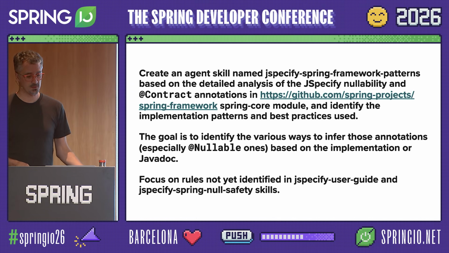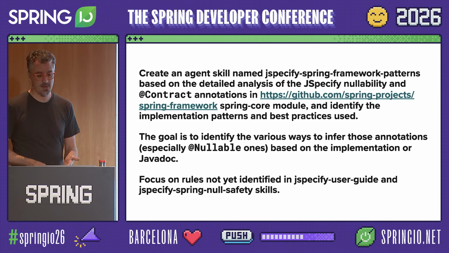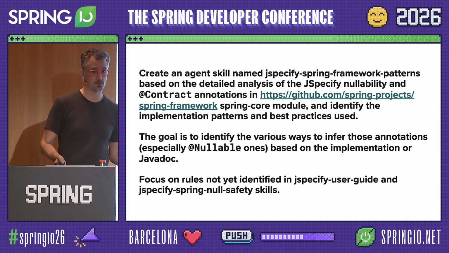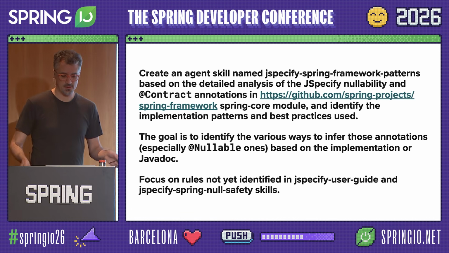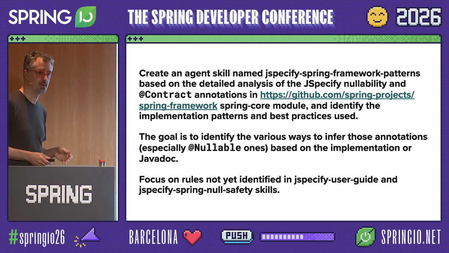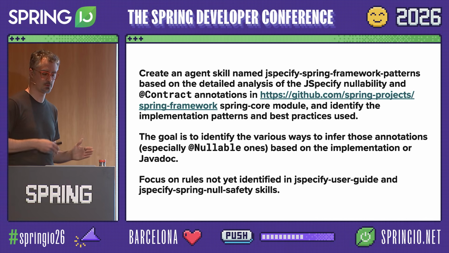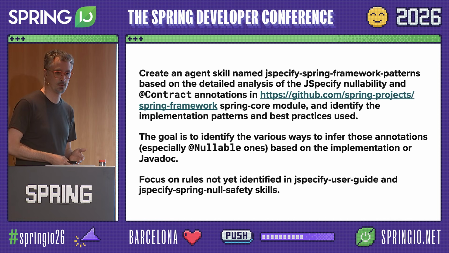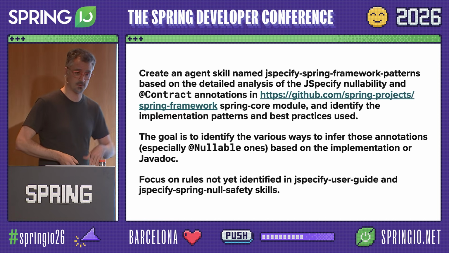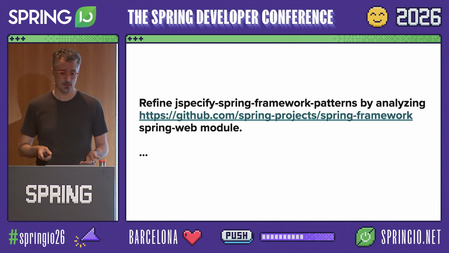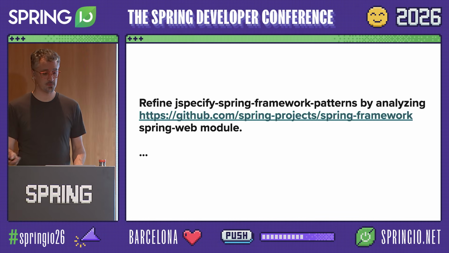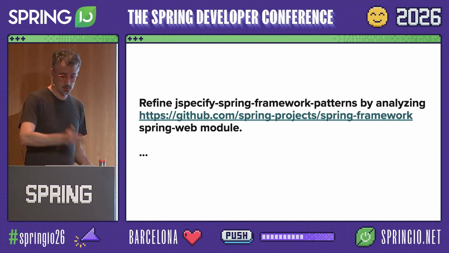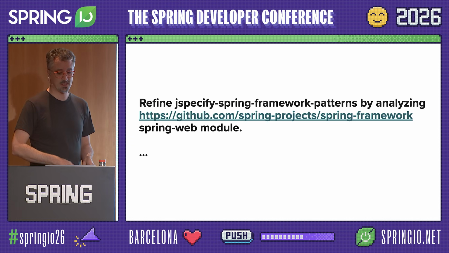The goal is to identify the various ways to infer those annotations, especially the nullable ones, based on the implementation and the Javadoc. Focus on rules not yet identified in previous skills. So it's really this one that is going to be the most useful, because you are going to learn about all the nuances, the subtleties that are not even specified, and you can refine using other modules. So do the same, refine those rules, analyzing the Spring Web module.